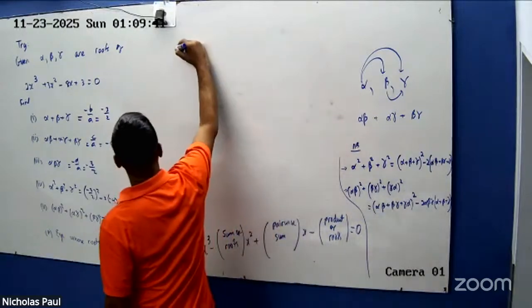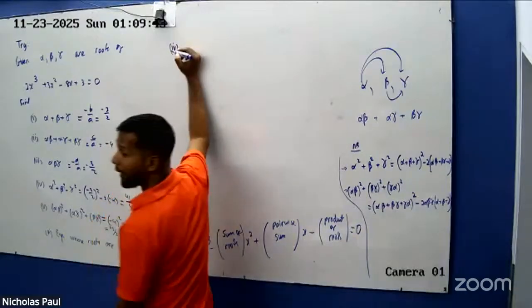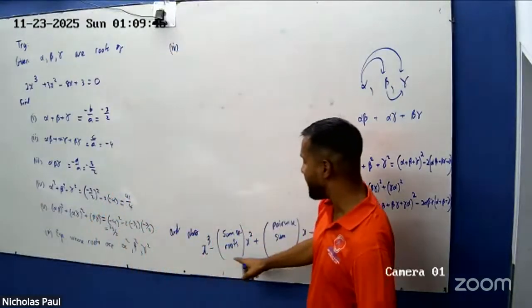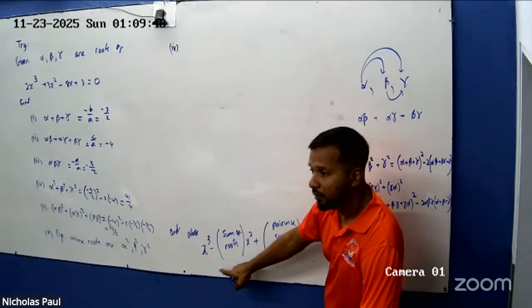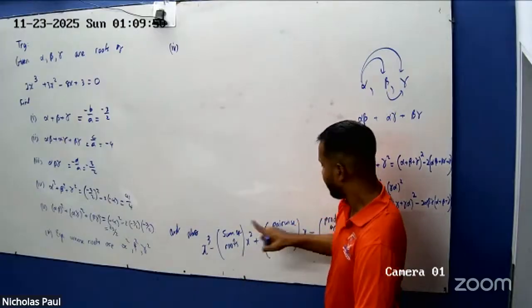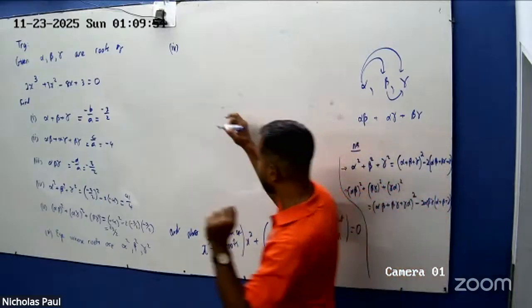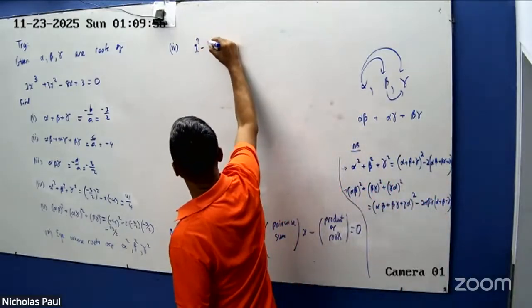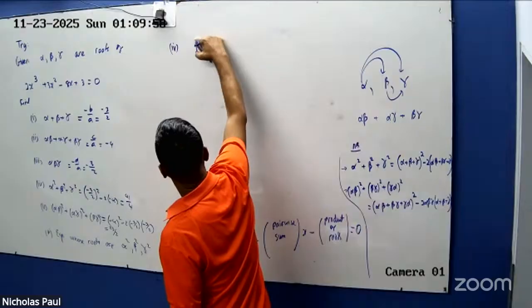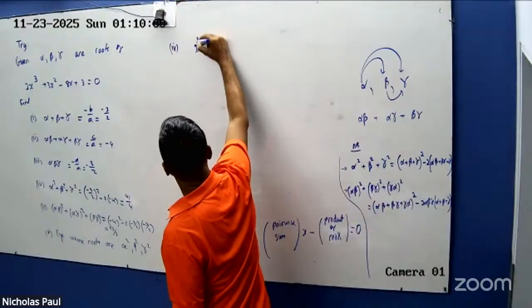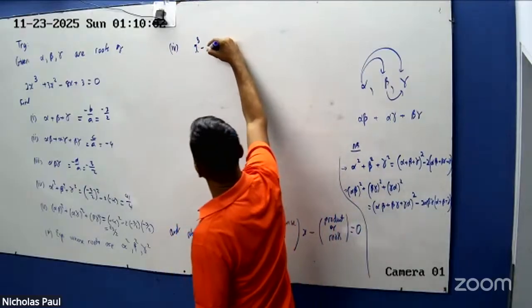And part 6. Right. Every cubic is in the form what? X cubed minus the sum, plus the pairwise sum, minus the product. So x cubed minus the sum of the roots.